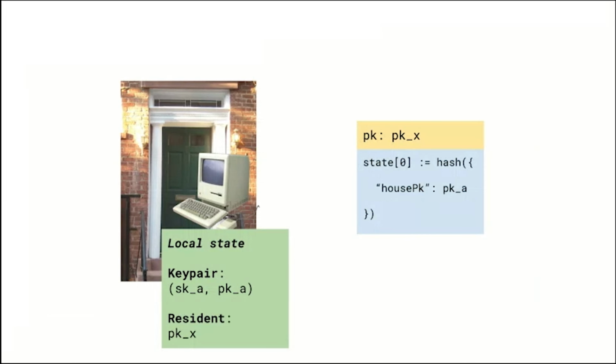Just to illustrate this a little bit, at the beginning, the local state would look like this. This is if you're living in this house with PKA. Your Snap account would have PKA inside of it, and the local state of the machine governing house A would have your public key, PKX, inside of it. Then you move out. What happens? The resident becomes null. Your house PK becomes null.